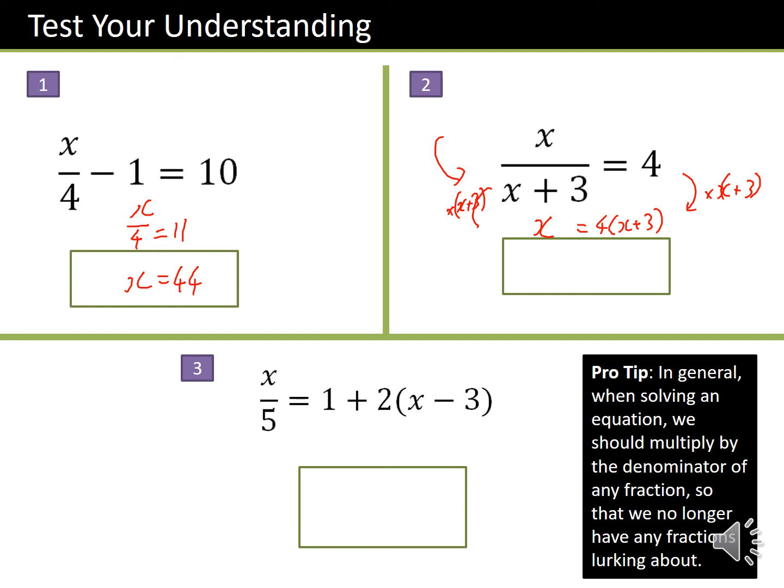So then that would give us x equals 4x plus 12. So then let's subtract 4x from both sides, which gives us minus 3x equals 12. And then we've got this negative coefficient of x, so we can just divide by it. So we can divide by minus 3.